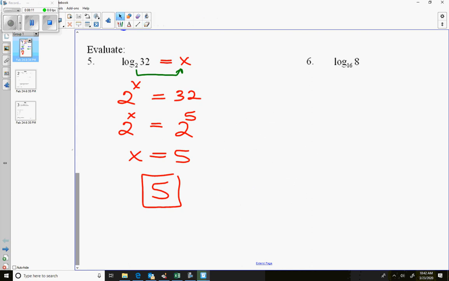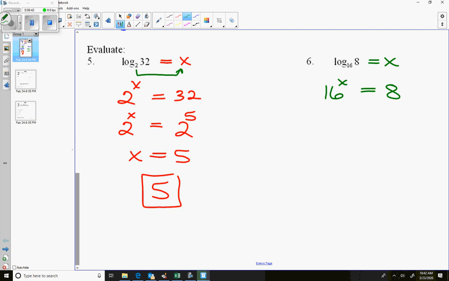Next one, not so obvious. That's why we want to do the algebra. So, doing this algebra, same thing. We're going to set it equal to x, or n, or a, or whatever variable you want. It does not matter. Change it from logarithmic form to exponential form. So base 16 to the power of x will equal the argument of 8.